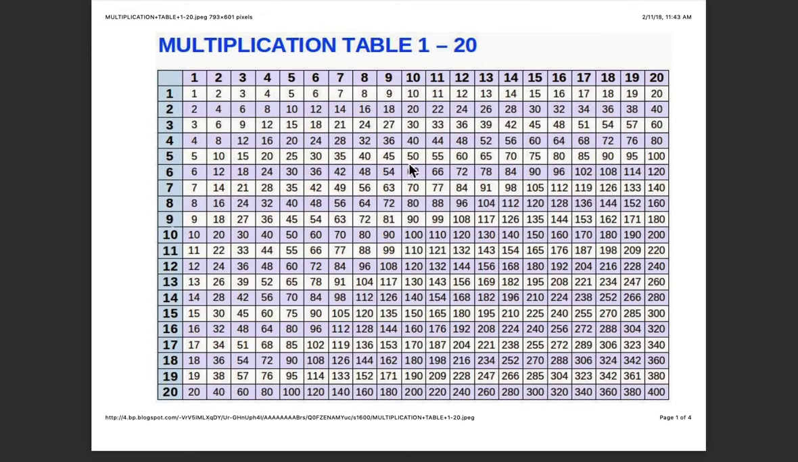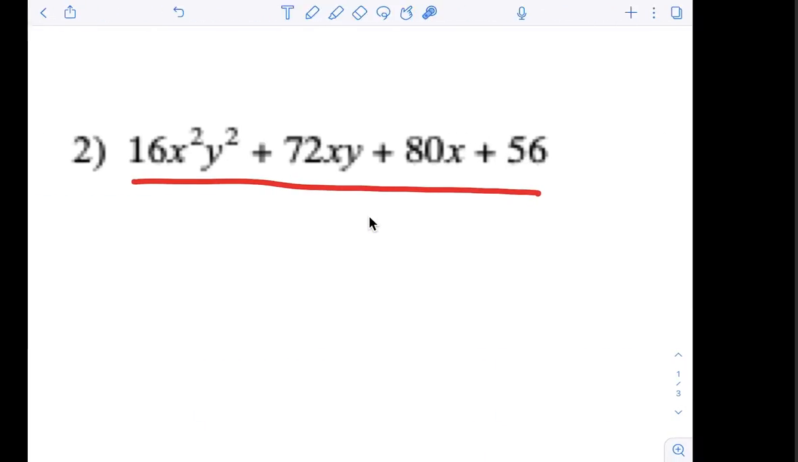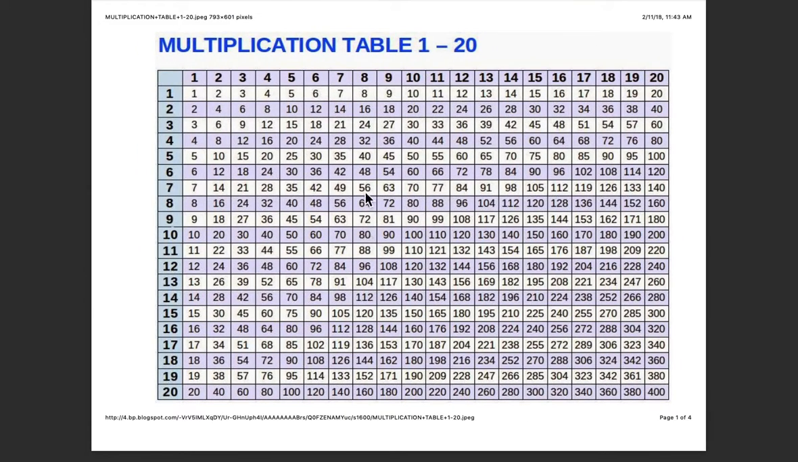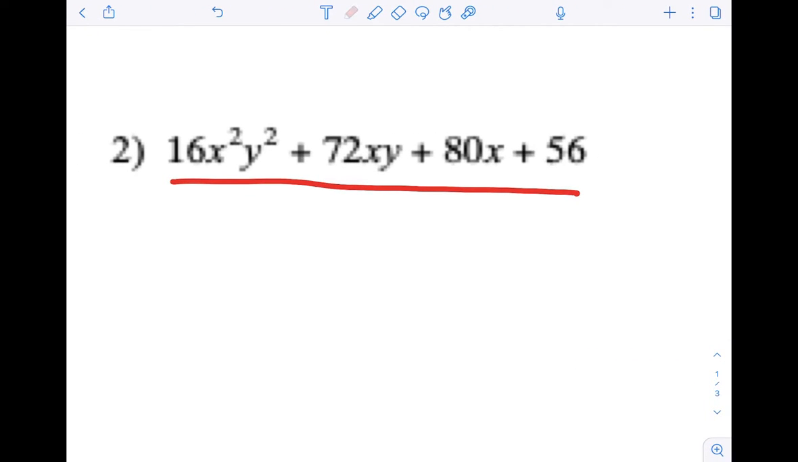No 72 in the tens place, so let me look for another 80 right there. 80, 72, okay, that works. 56 and 16. Perfect, 8 works. So 8 is the largest common factor there. Let's see the x's. X squared, x to the first, x. Oh, nope, there's no x there. I can't factor out x. Let's see y's. Y squared, y, no y. So the only thing I can factor out is 8.